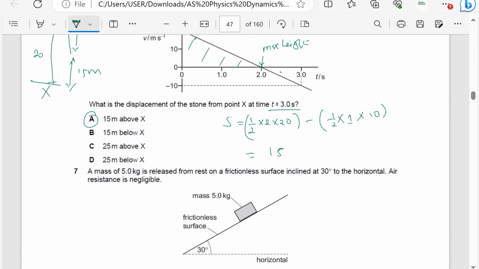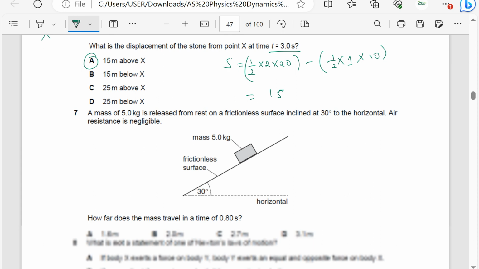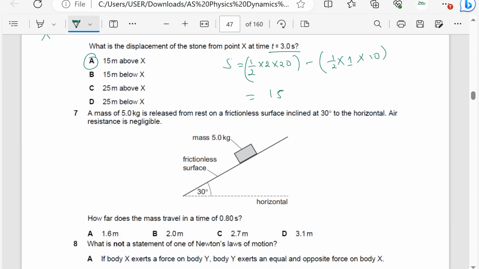A mass of 5 kilograms is released from rest on a frictionless surface inclined at 30 degrees to the horizontal.